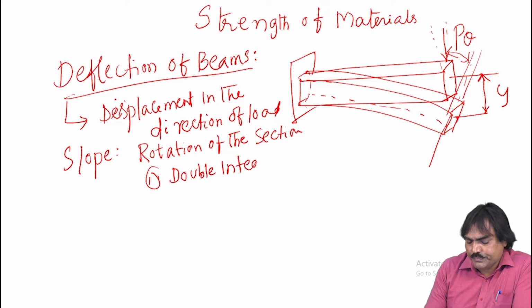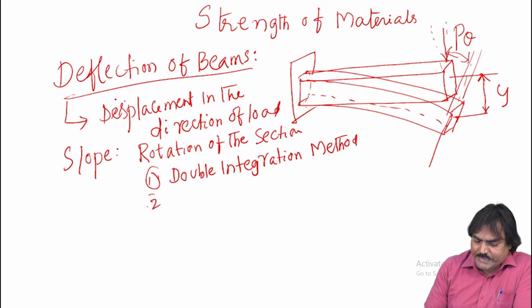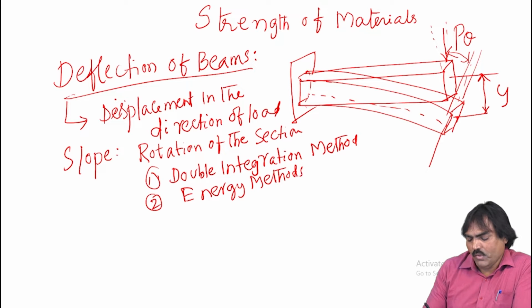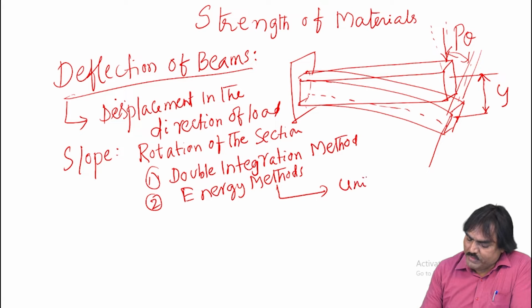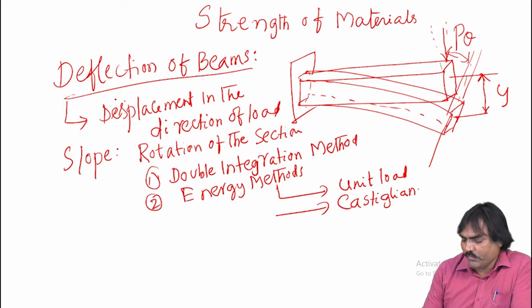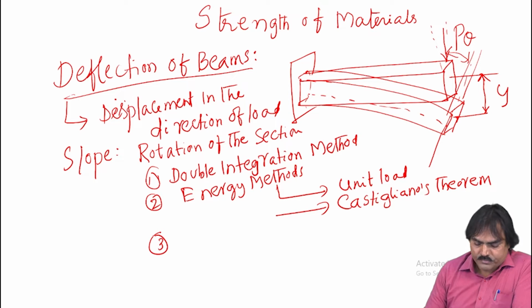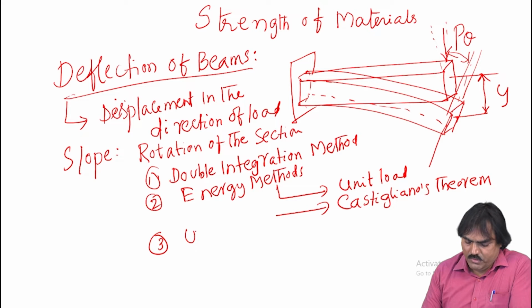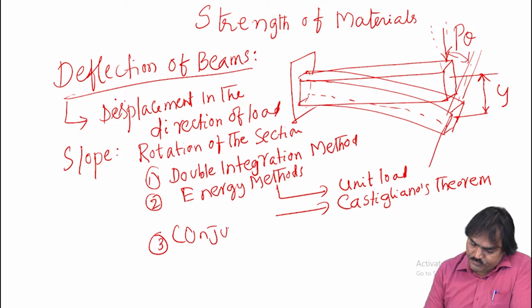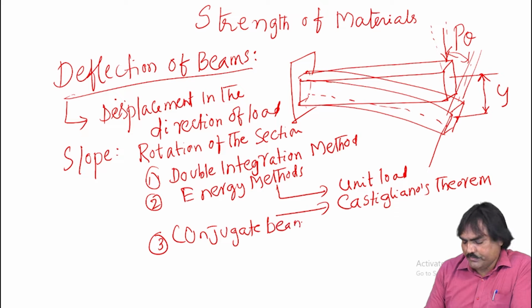Double integration method. The second one, energy methods. In these energy methods, there are two sub methods again. One is the unit load method. The second one is by Castigliano theorem, or Castigliano's method or theorem, you can say. Then third one, conjugate beam method. Fourth one, moment area method.